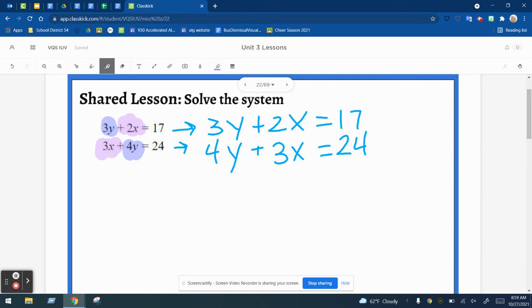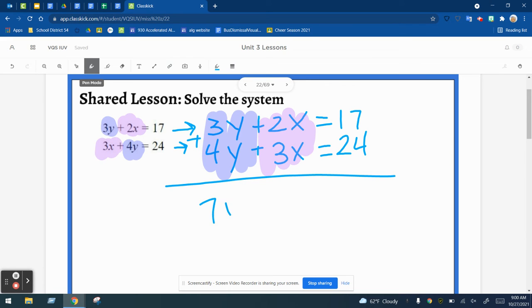So now we do have our x with x and our y with y. Okay, but again, I do not have opposites. When I add these together, nothing's going to cancel out, right? I'm just going to get 7y plus 5x, and that leads me no closer. So what I'm going to do is multiply one of the equations, or in this case, I guess I'm going to have to multiply both of the equations so that I do have opposites.